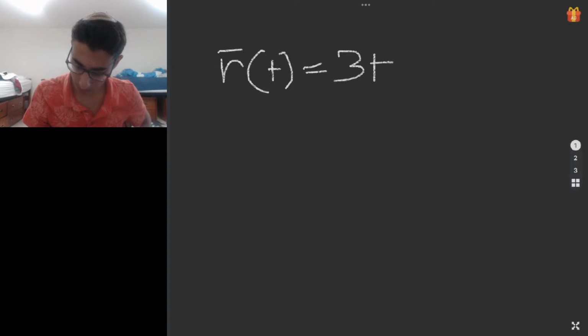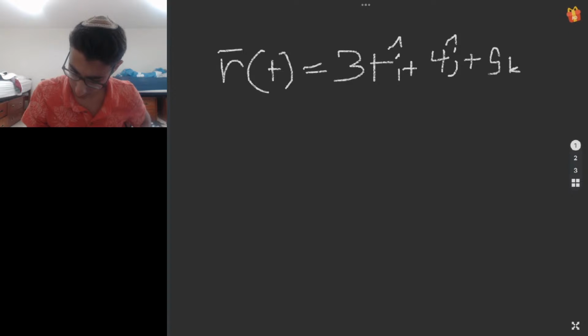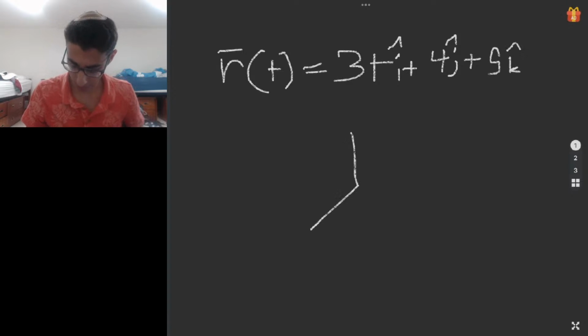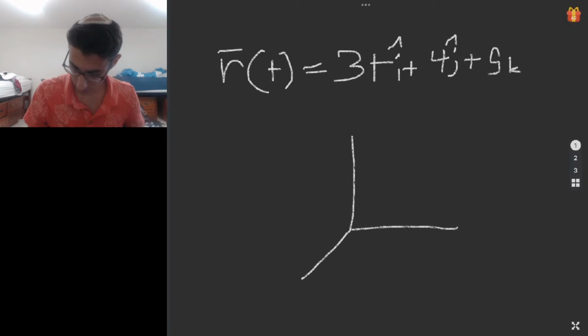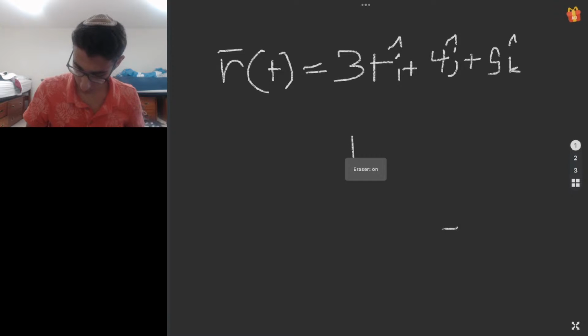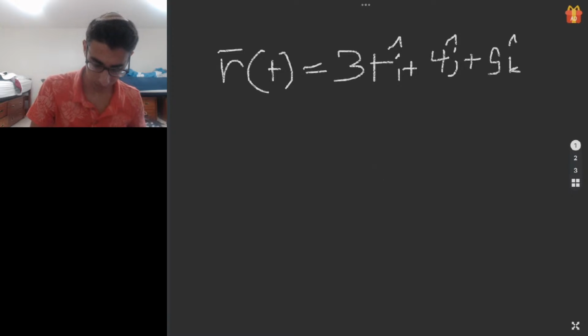more like 3t i plus 4j plus 5k, where i, j, and k are unit vectors in your three-dimensional space. That's a terrible three-dimensional plane, something like this. This would be i, this would be j, and this would be k. But anyway, that's just a brief review of how we describe our vectors.